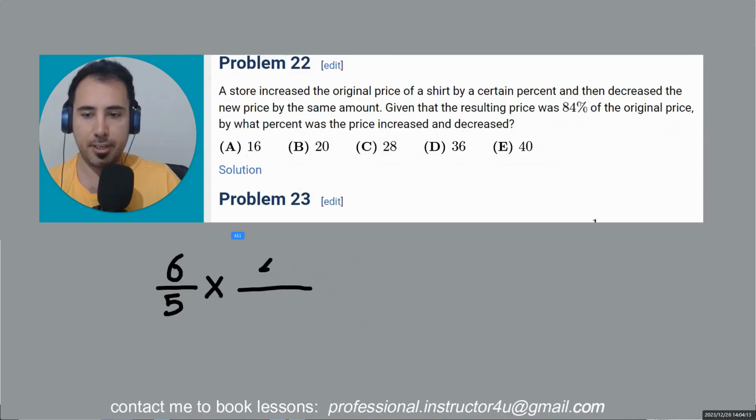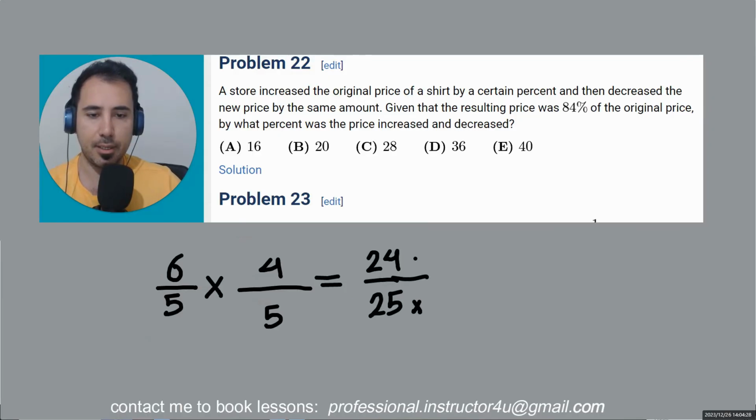This is 4/5. So numerators together, denominators together, 24/25. But I want this in percentages. So I should multiply both sides by... I want the denominator to be 100. So I have to multiply everything by 4. Okay, so by 4 here, by 4 here. So I'm going to get 96/100.